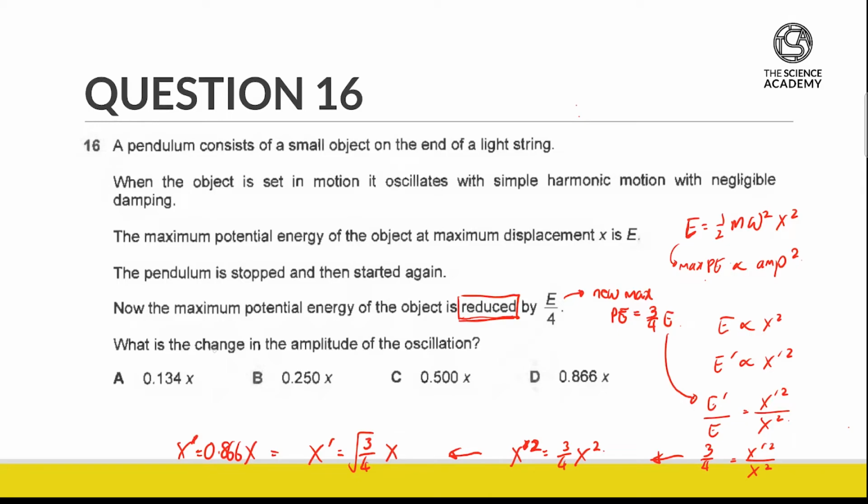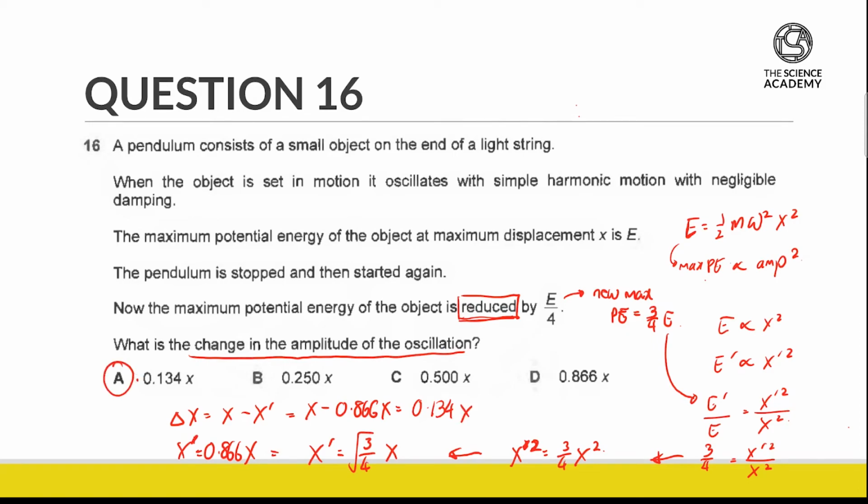The question then asks what is the change in the amplitude of the oscillation. So the change in the amplitude is going to be x minus our new amplitude. So we have x minus 0.866x, which is going to be equal to 0.134x. So our answer to this question is actually A.